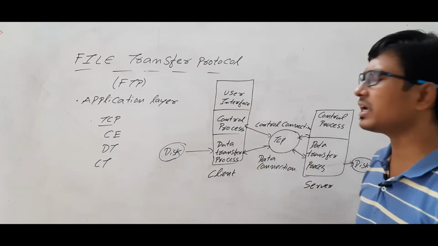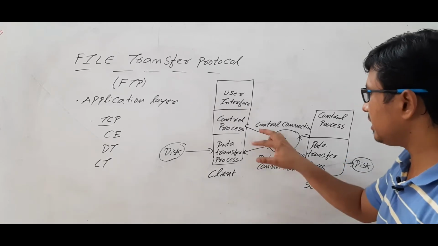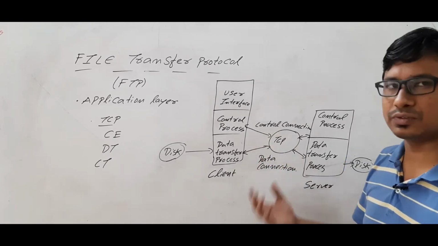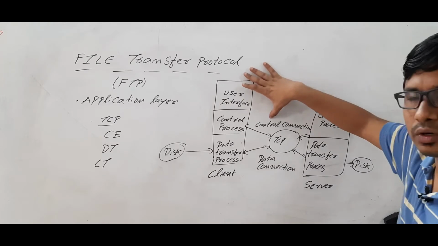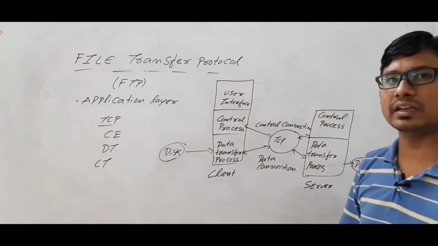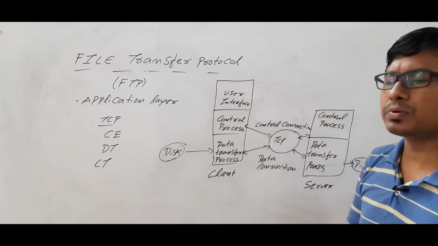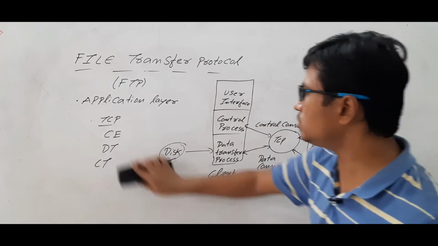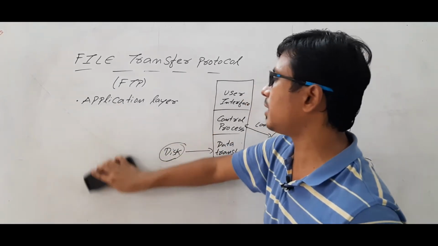Now, what connections will it create? It will create two connections for transferring the data. One is the control connection and another one is the data connection. What is the purpose of the control connection? It is used to send the control commands.